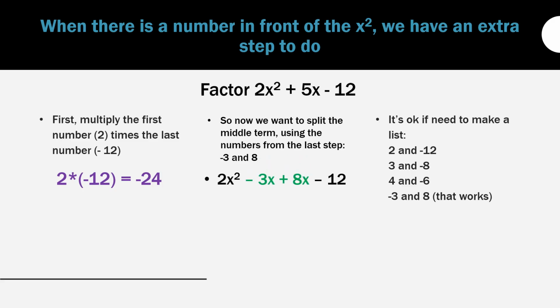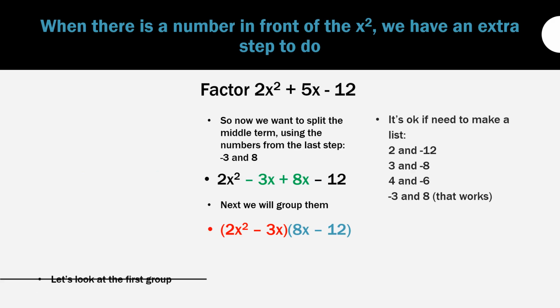So I'm going to write the problem that looks like this. 2x squared didn't change. 5x, though, we were going to rewrite it. Negative 3x plus 8x. And then we kept the minus 12. Okay, we want to try to group these together now. So I'm going to group the first two terms together and the last two terms together.